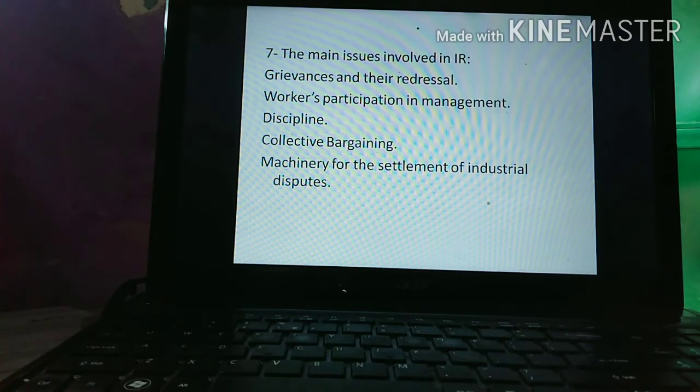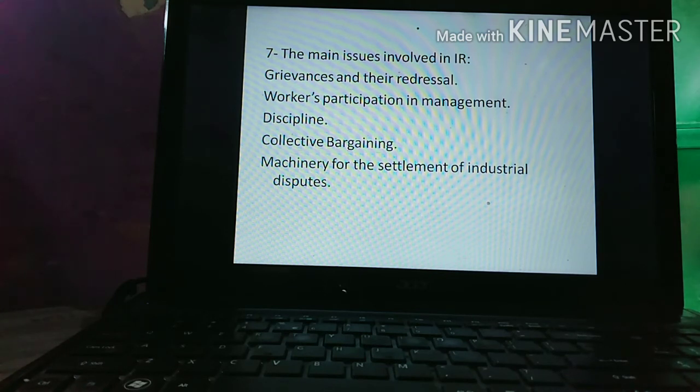Next feature is the main issues involved in IR. Number one, grievance and its redressal. Grievance means the feeling of dissatisfaction which the employee has out of and in the course of employment. Grievance is a kind of dispute or conflict which the employee has from the employment, and redressal means resolving the grievance. This comes under IR. Next, workers' participation in management. If the management invites the workers to participate in the decision-making process, they feel that they are important assets of the organization, and this also maintains a good relationship between the management and the workers. Next is discipline.